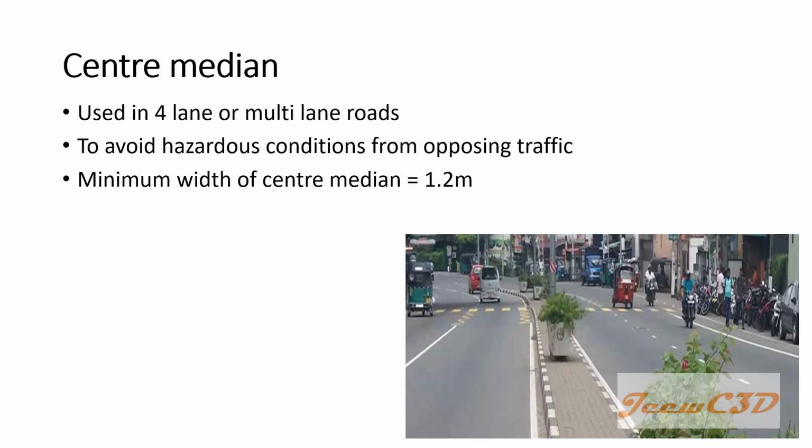Then you have the center medians. When you have more than a 2 lane road, such as 4 lane or 6 lane multi-lane roads, the road is divided into 2 parts by having a center median. It will avoid hazardous conditions from the opposing traffic. If you are adopting this kind of center median, usually the minimum width would be 1.2 meters. That means 0.6 meters to one side and 0.6 meters to the other side.